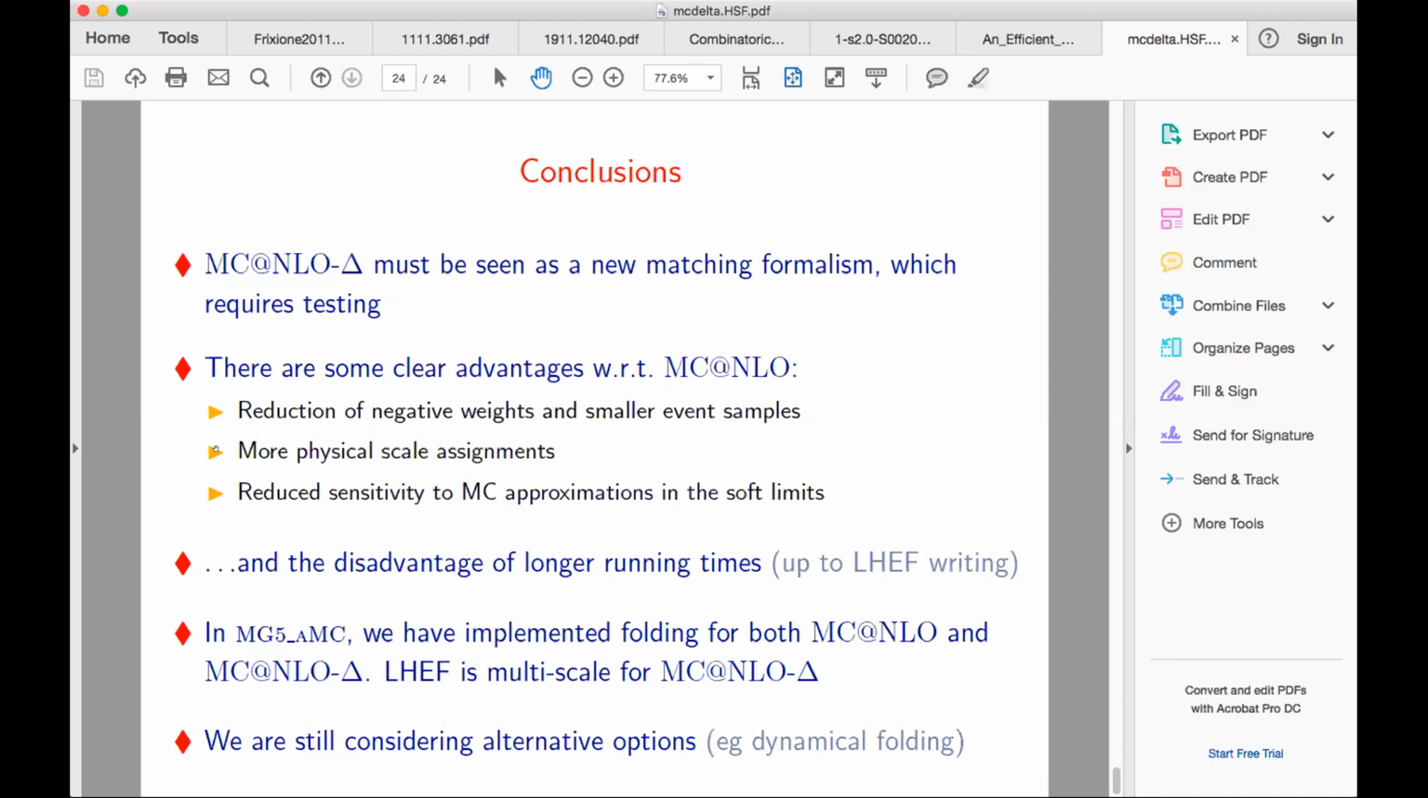Yeah, even if it's just at event generation level only, still it would be beneficial to have the reduced negative weight fraction, right? Even if we were to then use it to reweight something else. Okay, thanks a lot.